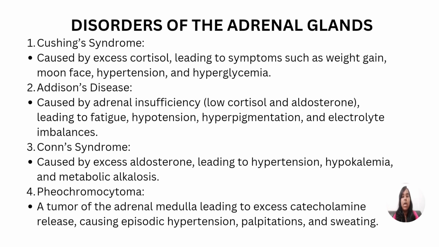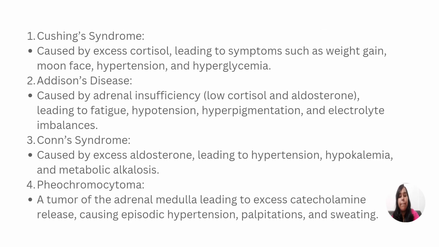Disorders of adrenal gland. First one is Cushing syndrome, caused by excess cortisol, leading to symptoms such as weight gain, moon face, hypertension, and hyperglycemia. Addison disease, caused by adrenal insufficiency, low cortisol and aldosterone, leading to fatigue, hypotension, hyperpigmentation, and electrolyte imbalance. Conn syndrome, caused by excess aldosterone, leading to hypertension, hypokalemia, and metabolic alkalosis. Pheochromocytoma is a tumor of the adrenal medulla leading to excess catecholamine release, causing episodic hypertension, palpitation, and sweating.